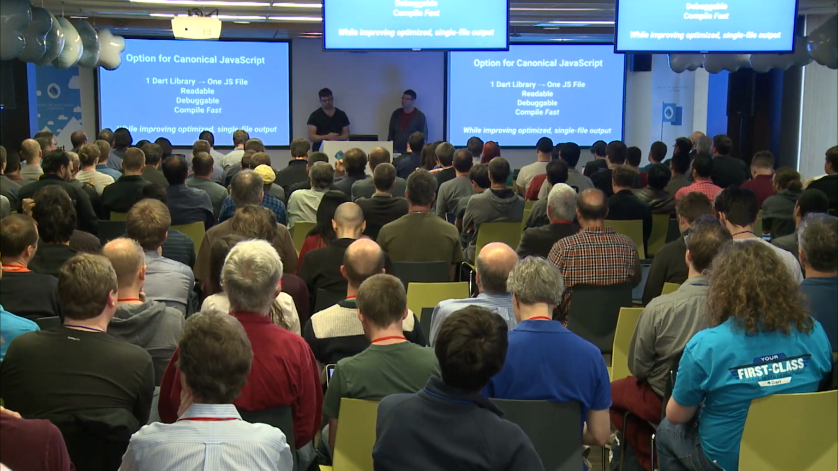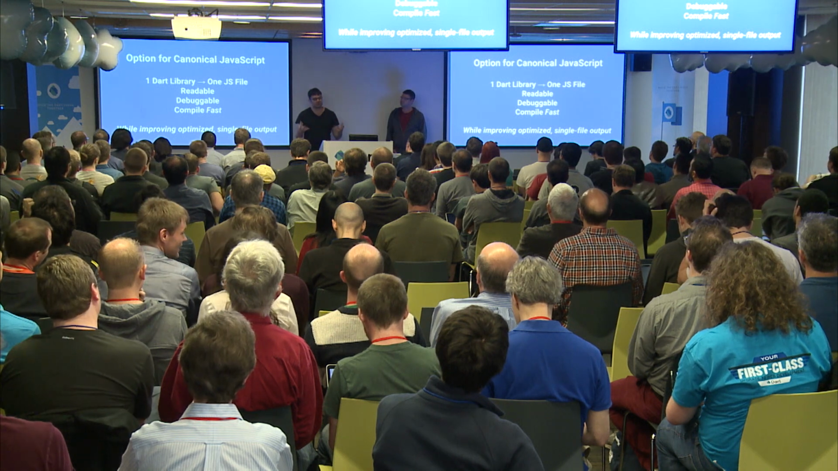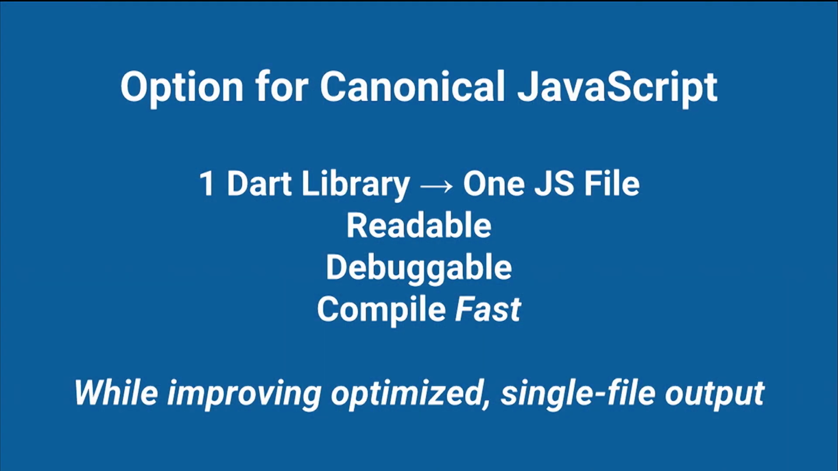For instance, we'll still support this notion of a tree-shaken, globally analyzed, globally inferred output, so you can get one small output file. But we're also going to add the option for you to generate canonical JavaScript. So the idea is one Dart library will produce one JavaScript file. That output JavaScript will be readable. It'll be debuggable, like basically a one-to-one correspondence, and it'll enable really fast compilation.